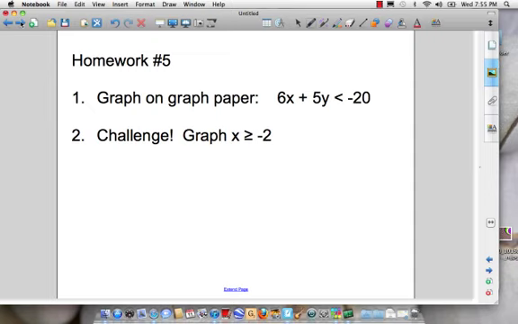On your homework assignment, use graph paper, please, and graph 6x plus 5y is less than -20. On number 2, I realize this is a challenge because this one is only involving x, so my hint on number 2 is think about graphing the line x equals -2, because we've learned how to do that. And then try to do some shading to show where x is greater than or equal to -2. Please have that ready for class next time.